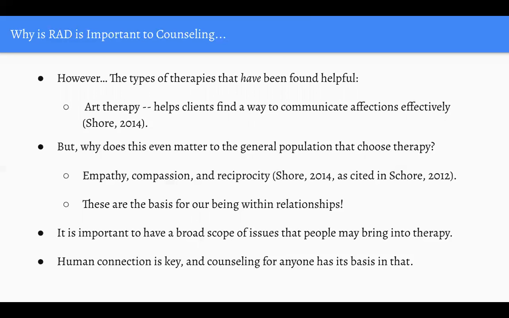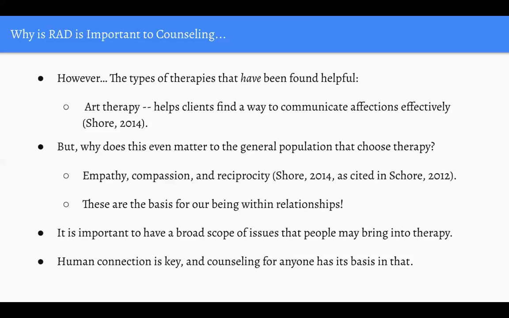And according to research, there are actually entire hemispheres of the brain that develop from relational interactions with one's caregiver that contribute to those things, formation of empathy, compassion, and reciprocity. See, these are the basis for our being within relationships. It is also important to have a broad scope of issues that people may bring into therapy. Overall, we can see that human connection is key, and counseling for anyone has its basis in that.